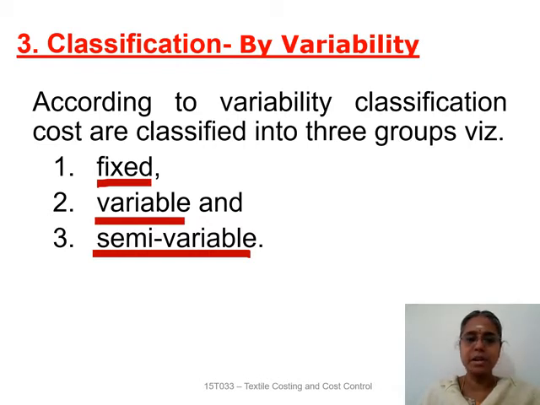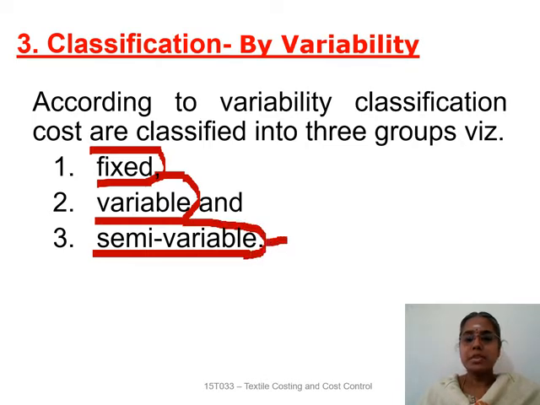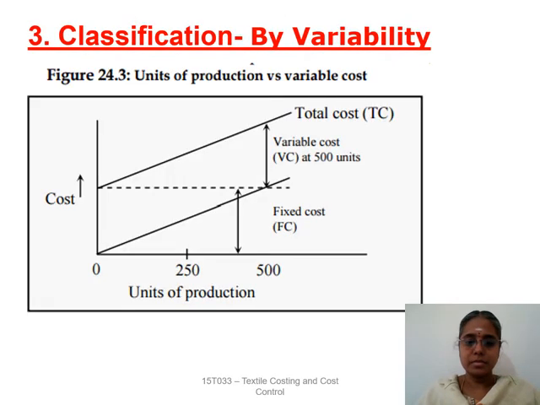It is very simple: fixed and variable. Fixed means it does not change irrespective of the number of units produced. When the number of units changes, then it is variable. When it is partially variable, then it is called a semi-variable cost. We'll go into the details.